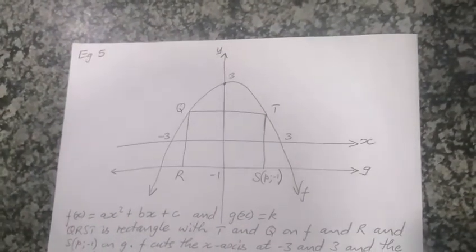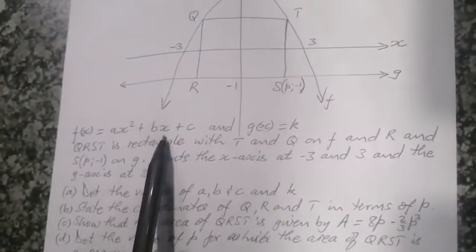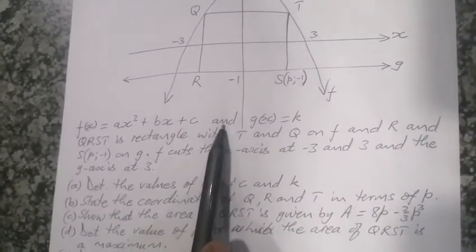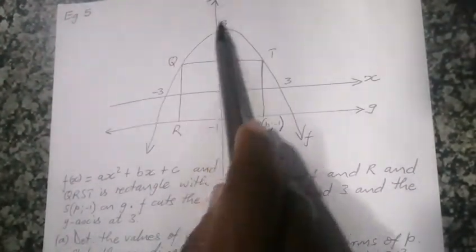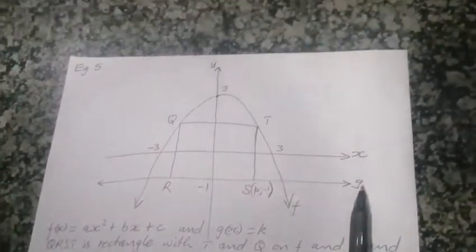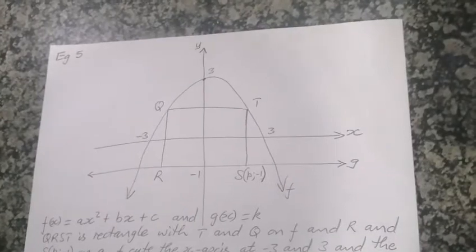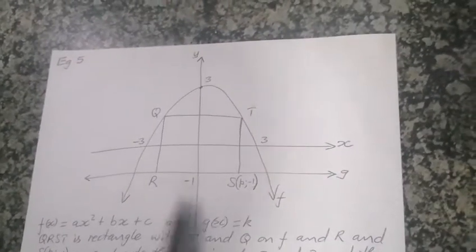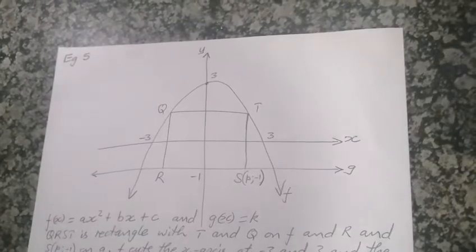And the question reads, f of x is equal to ax squared plus bx plus c, and g of x is equal to k. This is our G, this is our F. Our G is a straight line parallel to the x-axis, so its equation is known and its y is equal to -1.